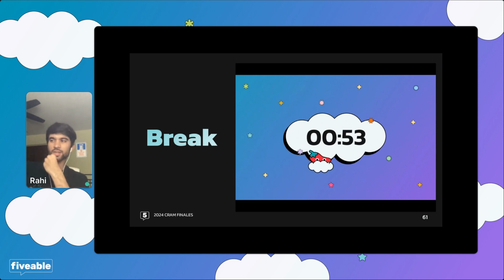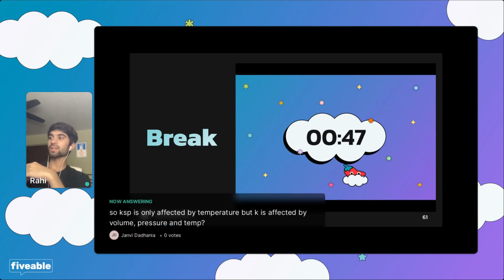Equilibrium, I would say, is generally an FRQ question, just because there are a lot of questions that can have multi-part questions. So yes, it is generally an FRQ question, but you'll also see something in multiple choice.